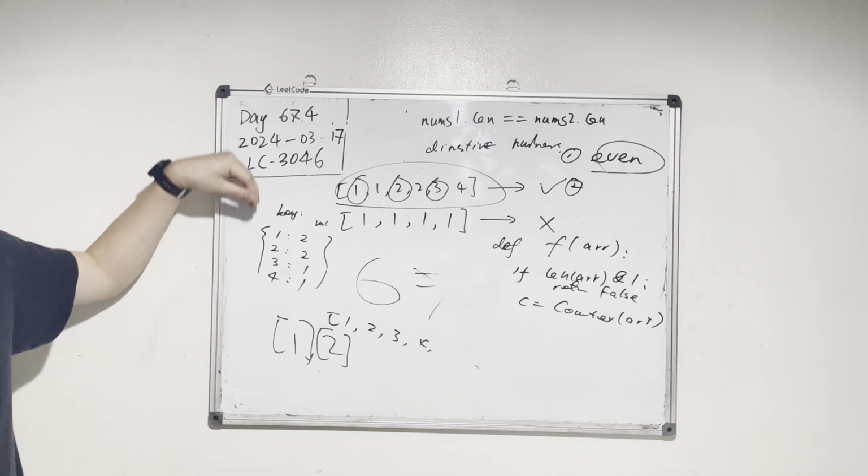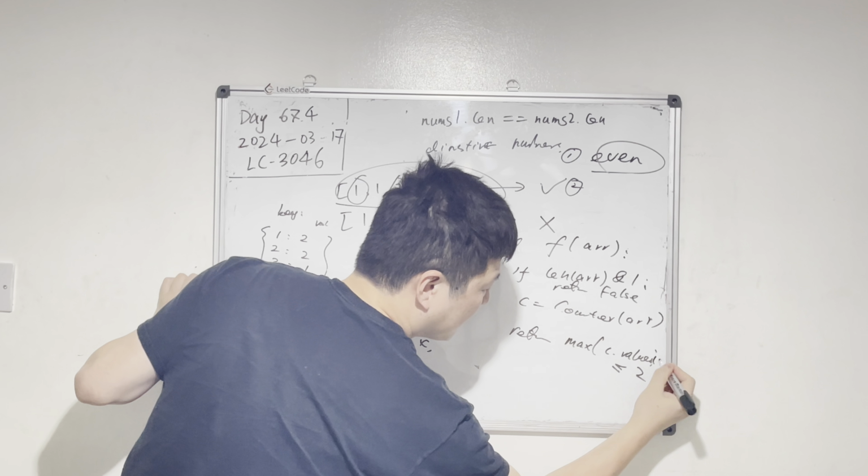But this one, the counter, the keys are the unique, distinct numbers. The values are the number of times they appear in the array. Now we just have to check which part. The values, the occurrence, the frequency. If any of these is bigger than 2, then we return false. So return the maximum of C dot values is smaller or equal to 2. This is a function.